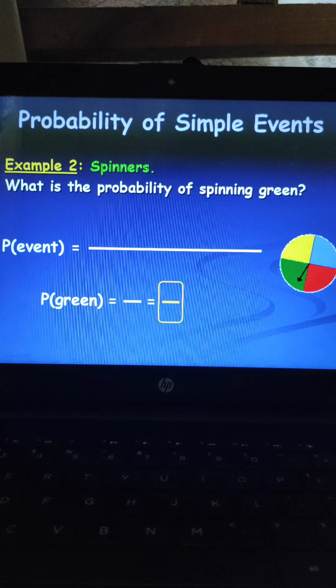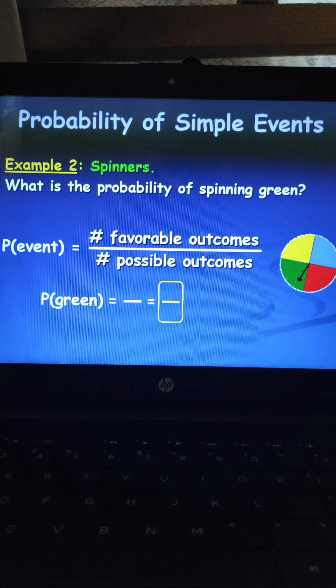Now in finding the probability of spinning green, of course we will follow the formula. Event equals the number of favorable outcomes over the possible outcomes. So the number of favorable outcomes, since we are asking for the color green, as you can see on this spinner, we only have 1 green, right?